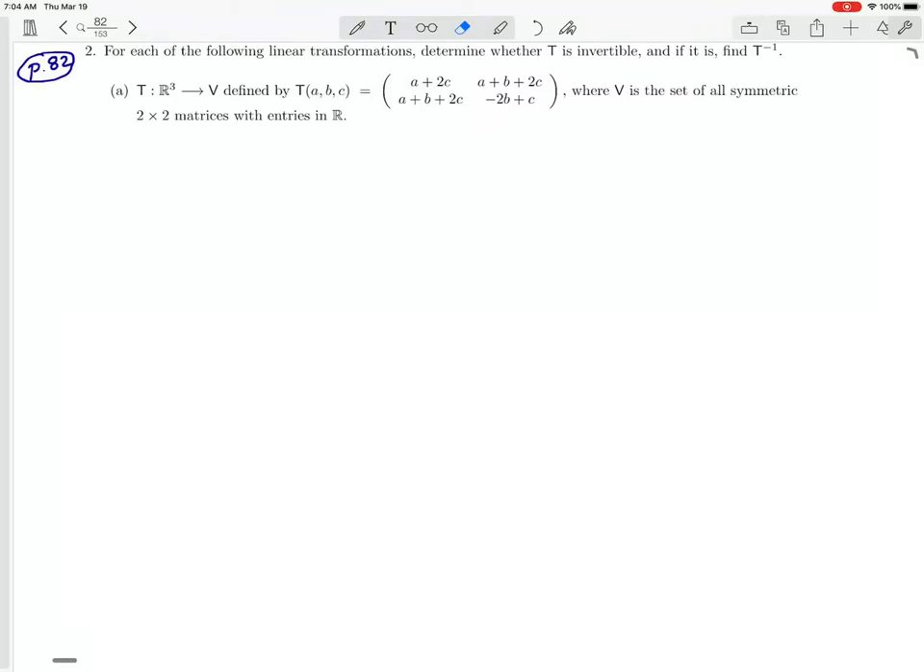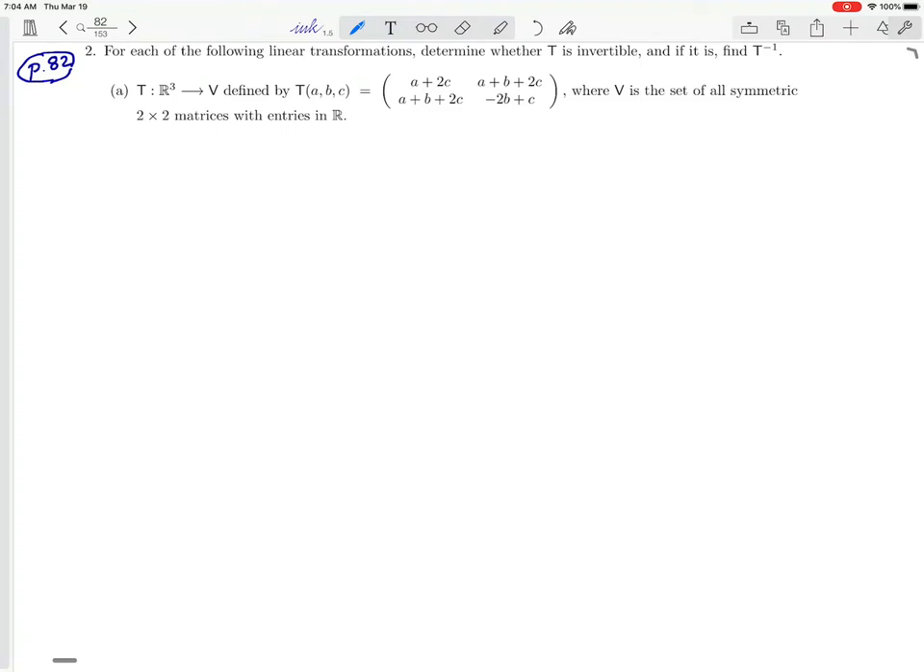Okay, I'd like to look at example 2a on page 82 of your workbook together here. Okay, and let's read this problem together. This is a problem of a type that we've done before. Okay, it would like us to take the linear transformation from R3 to V that they're giving us and to decide whether it's invertible, and if it is, to find a formula for the inverse.